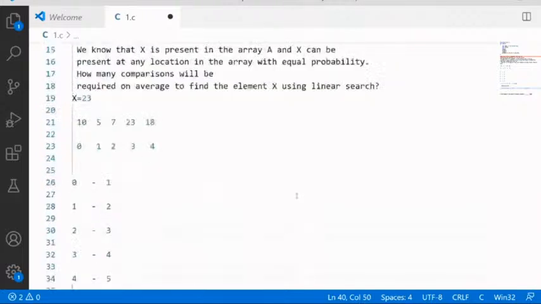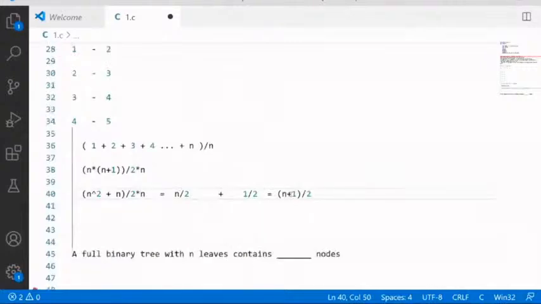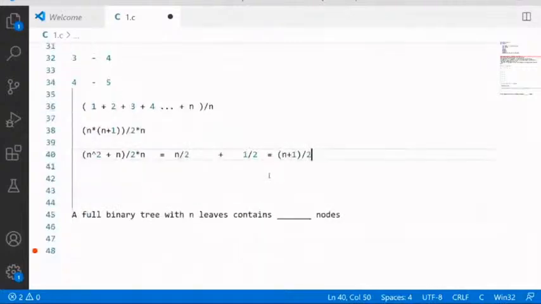The average comparison: how many comparisons will be required on average to find the element x using linear search? It is going to be n plus 1 the whole divided by 2. Let me take the options and also show you the options of the problem question. I will just try to show it to you.